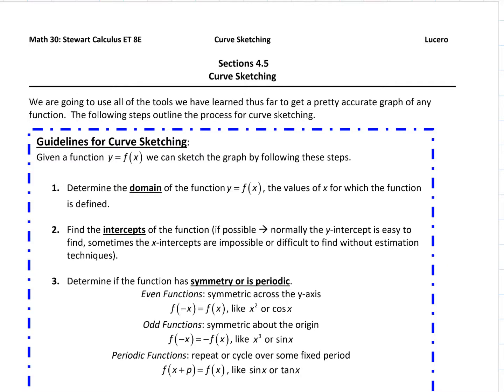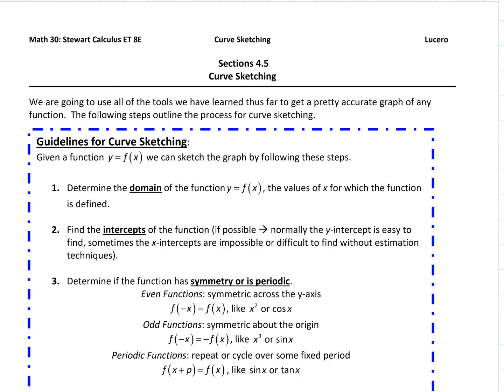This section is really a summary section of the past several sections that we've been looking at in Chapter 4. And so this section is talking about curve sketching. In general, how do we sketch the curve of a function utilizing all of the tools that we've talked about?